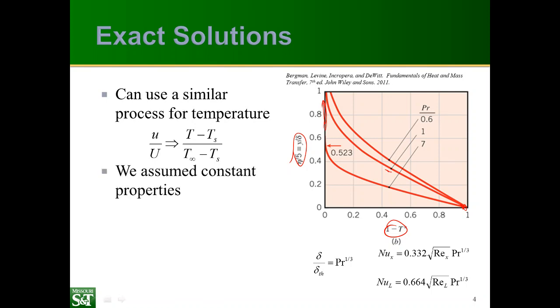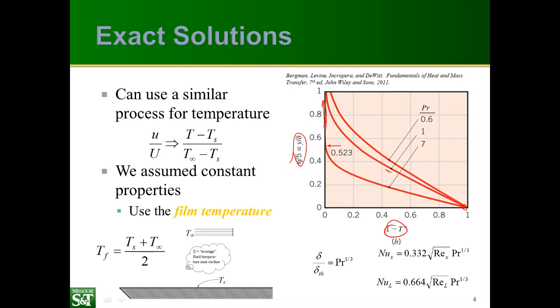And as I said earlier, we assume constant properties. So in order to make that assumption, we have to come up with a good average property. To do that, we use what we call the film temperature. The film temperature is just the average fluid temperature near the surface. It's the average of the surface temperature and the free stream temperature.